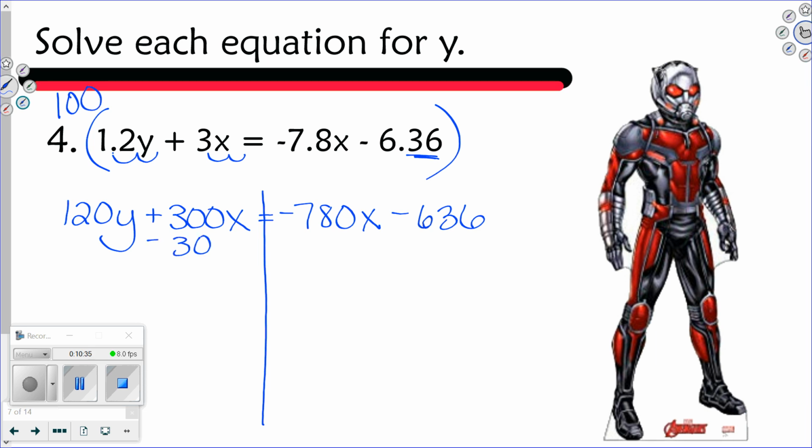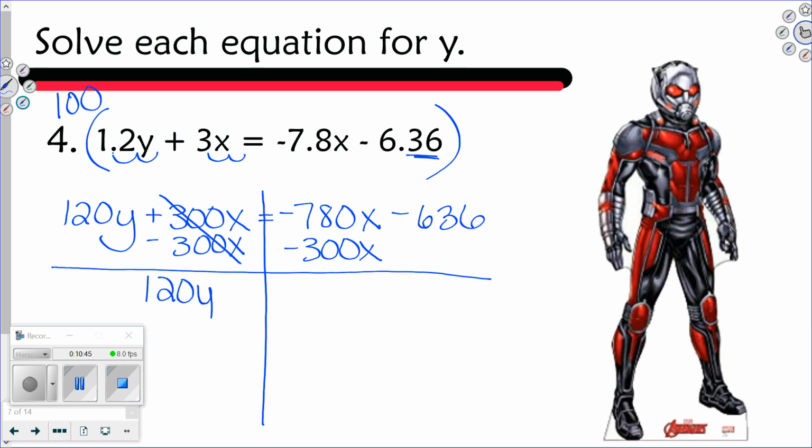Minus the 300x. Does it have a like term over here? Yeah, I actually have a like term. So I'm going to go ahead and write it underneath whatever the like term is. So 120y equals negative 1080x minus 636. All right, and then divide by 120.